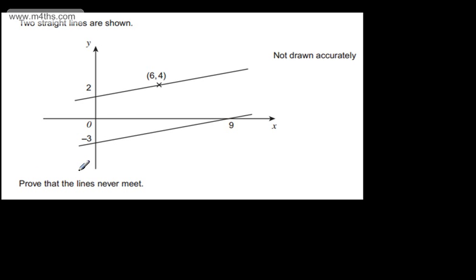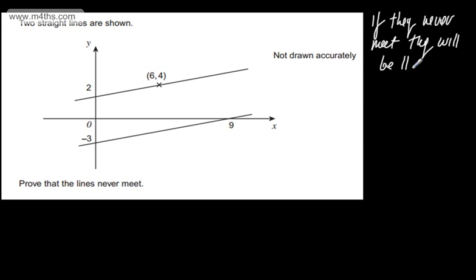We need to prove that the lines never meet. So here are our two lines. If they never meet, they will be parallel and their gradients will be equal. So I'm just going to jot this down to the examiner: if they never meet, they will be parallel, and I'm going to use the notation for parallel, and their gradients will be equal.